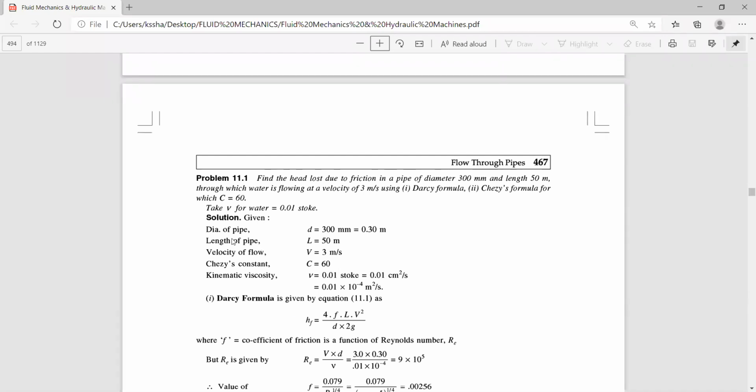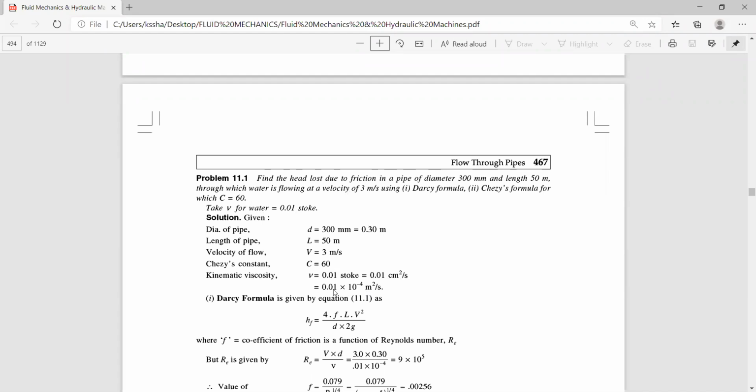So what is given to you? First, diameter of pipe D is 300 mm. Fine. So you will convert this mm to meter. It comes out to be 0.3 meter. Next, length of pipe L is 50 meter. Next, velocity of flow is 3 meter per second. Next, Chezy's constant C is 60. Kinematic viscosity v is given as 0.01 stokes, so 0.01 centimeter square per second. So how will you convert stoke to meter square per second?